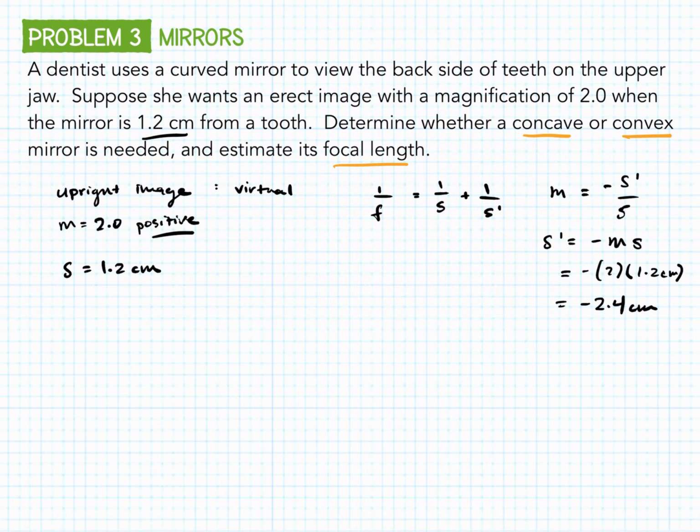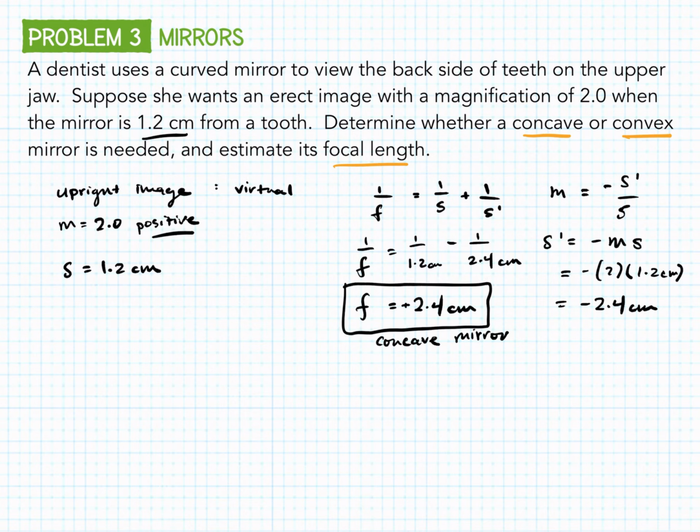Okay, then we can use that to find the focal length. So 1 over F is equal to 1 over 1.2 centimeters minus 1 over 2.4 centimeters, and that gives us a focal length of 2.4 centimeters. Because this is positive, we know this is a concave mirror. So here's our focal length, and it's concave.